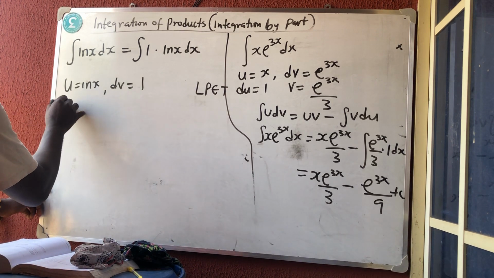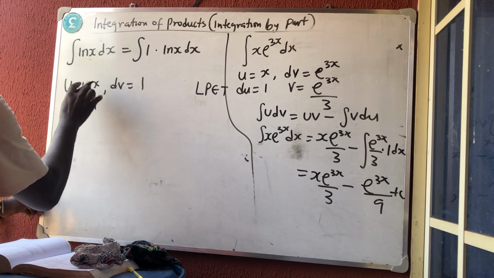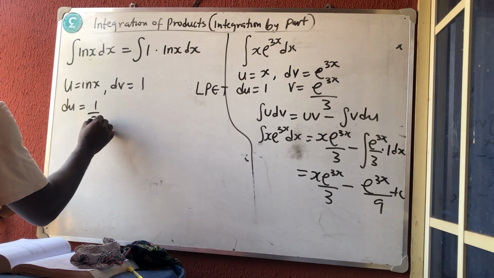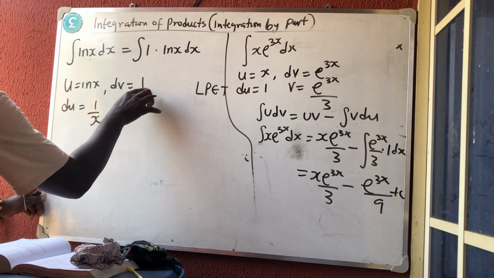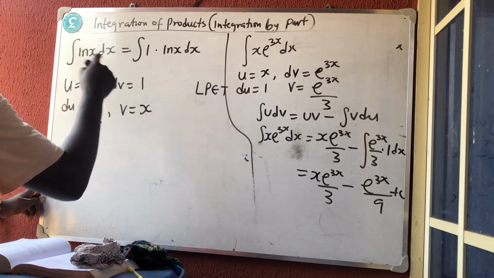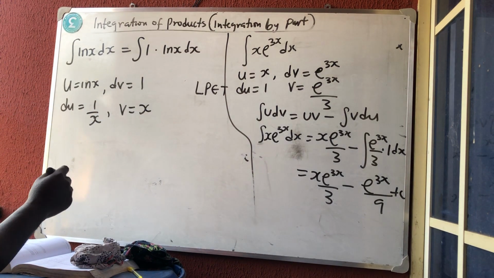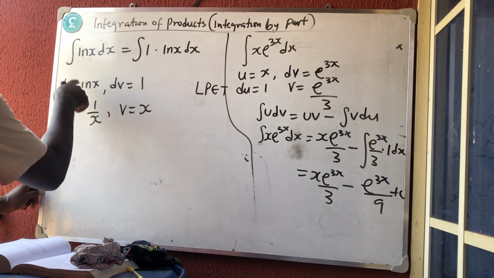So what do we have now? Du is equal to what? Differentiation of ln x is 1 over x. You see now, but not the integration. So v is now the integration of this, and integration of 1 is simply x. So let us substitute in our formula, because we have gotten the 4 things we need.